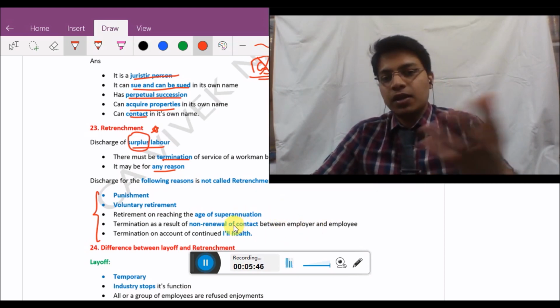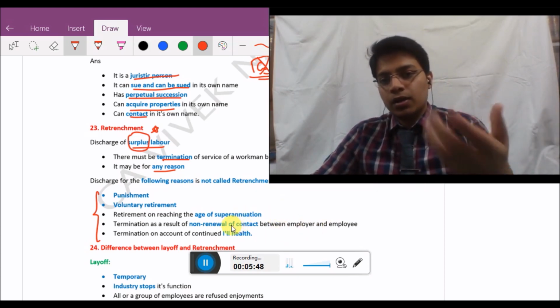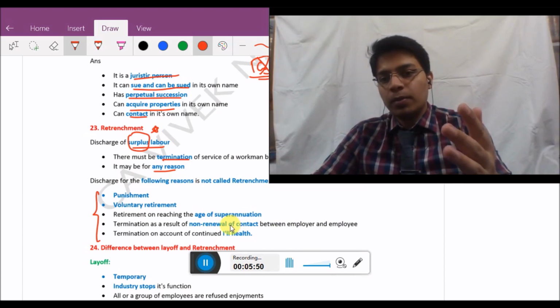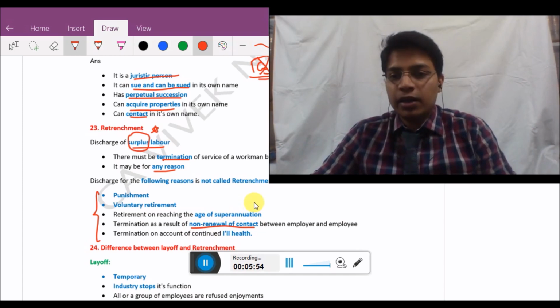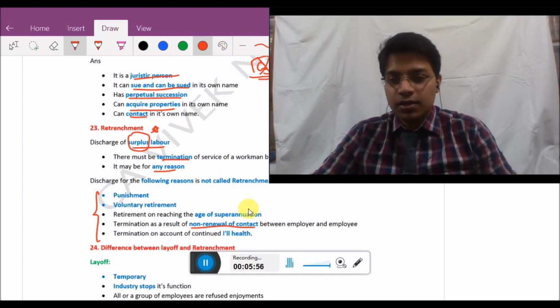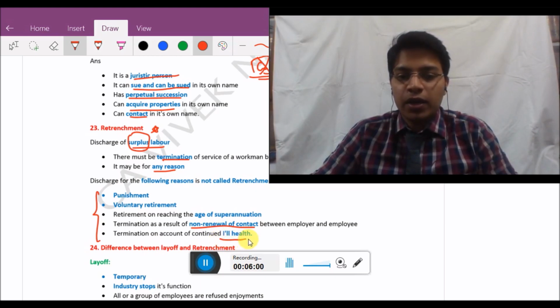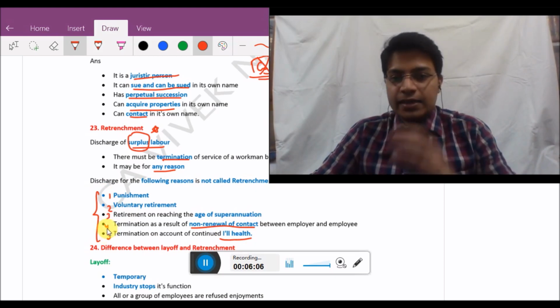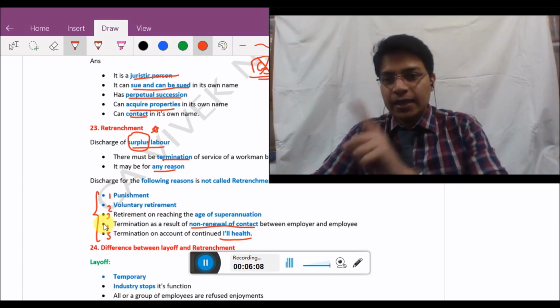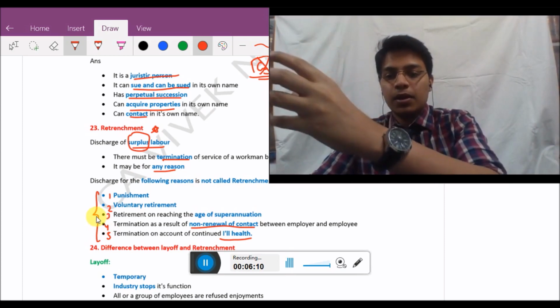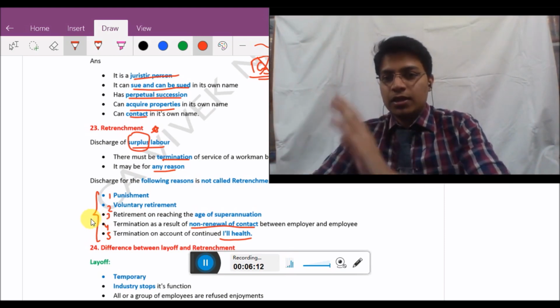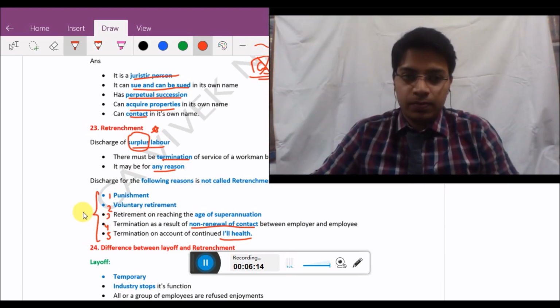So if there is discharge of the laborer, termination of the employment of the laborer because of this non-renewal of contract, then it is not called retrenchment. Except this, any other reason, then it is called retrenchment. Termination on account of continued ill health. So 1, 2, 3, 4 and 5. Except these 5 reasons, if the surplus laborer is discharged for any other reason, then it is called retrenchment.